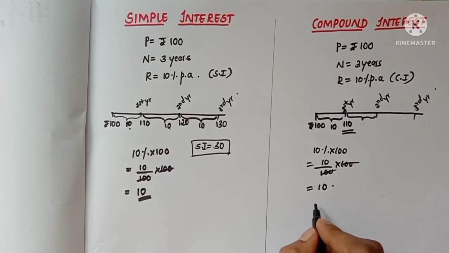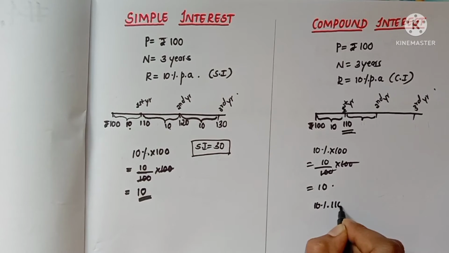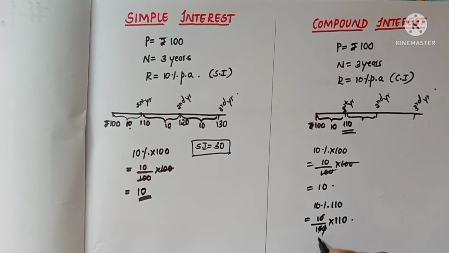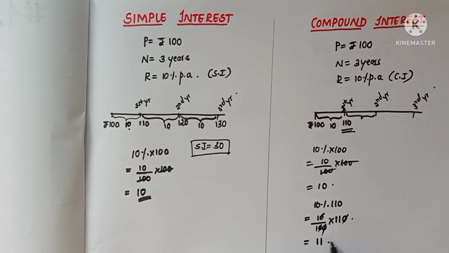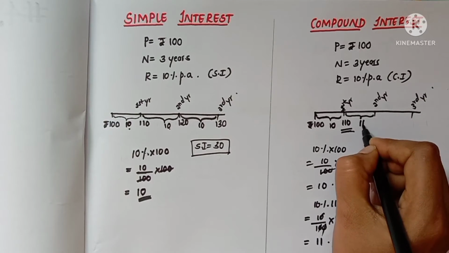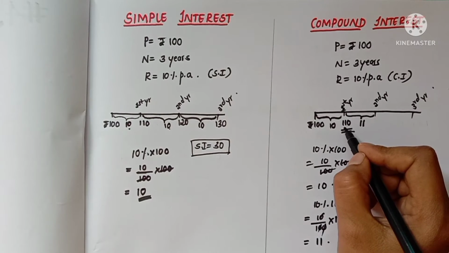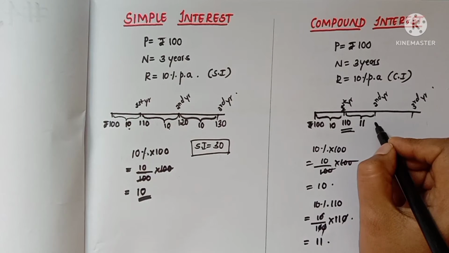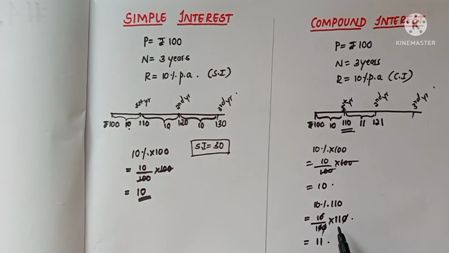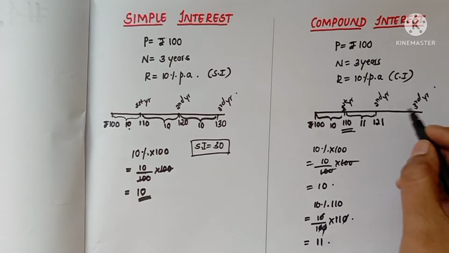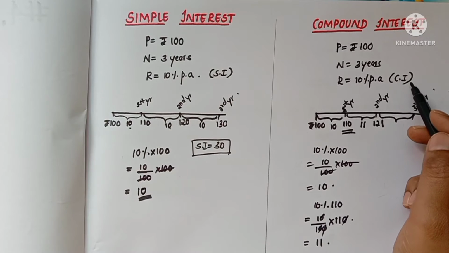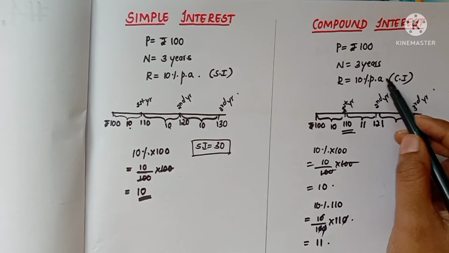That is, what is 10% of 110? 10 divided by 100 into 110. 0 gets cancelled, 0 gets cancelled, remaining is 11 rupees. Therefore, the interest will be what? 11 rupees. So what will be the amount? 110 plus 11. This will be what? 121.